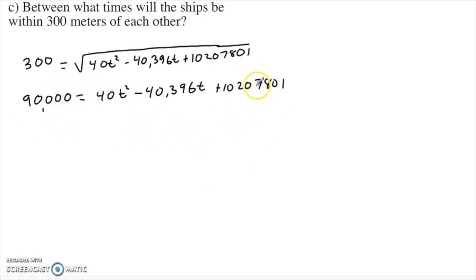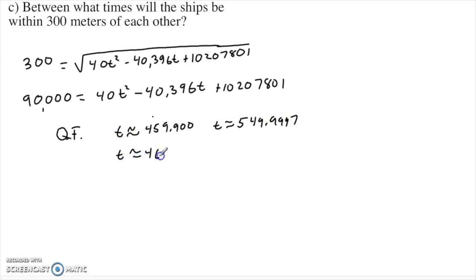Just bring the 90,000 over, you can plug in the quadratic formula, and what you'll get with the quadratic formula is you will come up with two values for t. You will get t is approximately equal to 459.9, and t is approximately 549.9. And so let's just go ahead and round those a little bit. Let's say we're basically talking about 460 seconds and 550 seconds here.